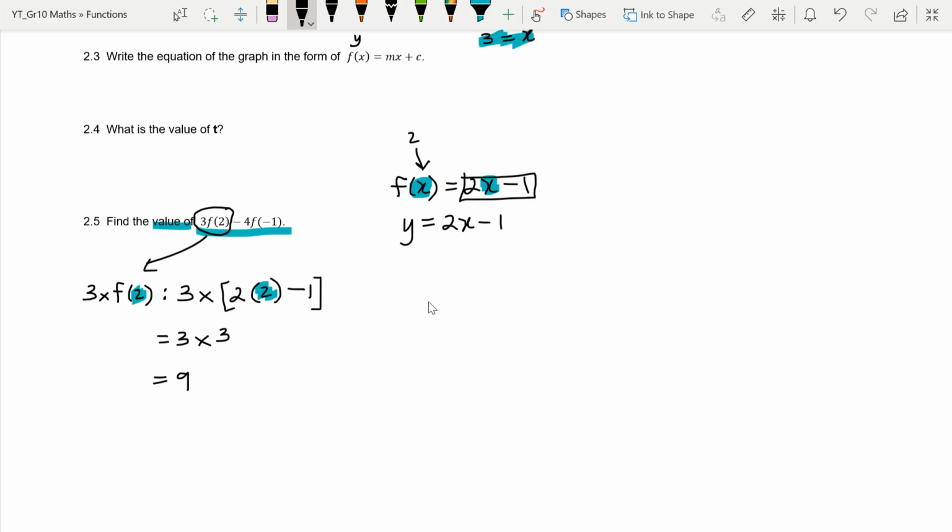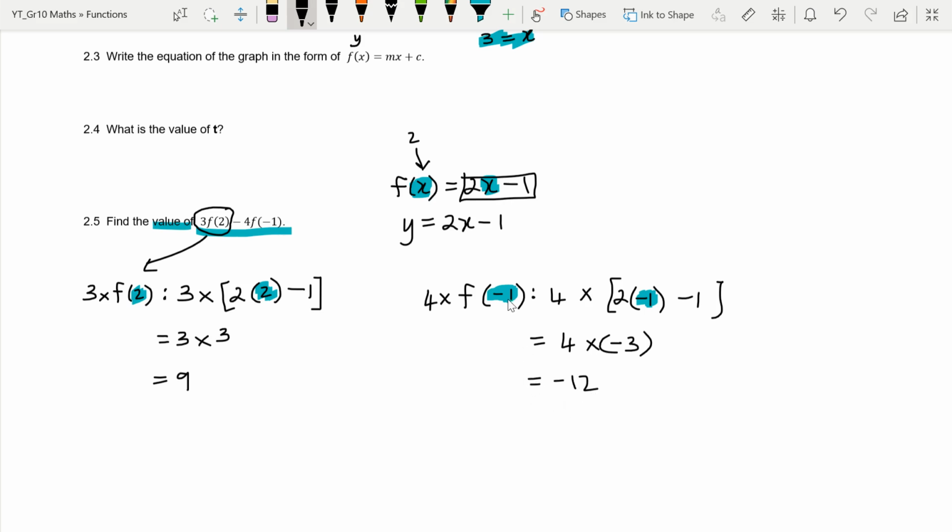Now let's do the other side. So that means 4 times f of -1. So same story. Wherever I see in my function an x, I'm going to plug in a -1. So it's going to be 4 times, and then into my function, wherever I see an x, I'm going to plug in a -1. Just like that. Let's get that value. So it will be 4 times, well, 2 times -1 is -2, and if I take 1 more away, it will give us -3. And if I multiply that, it would give me -12.